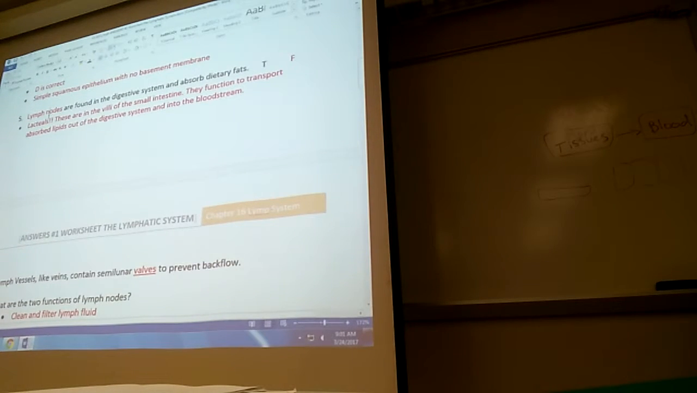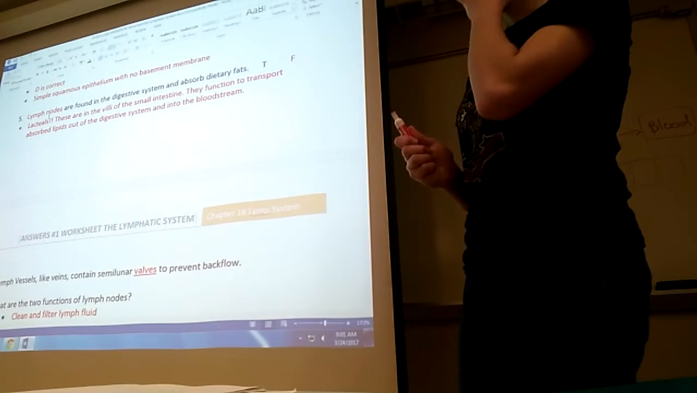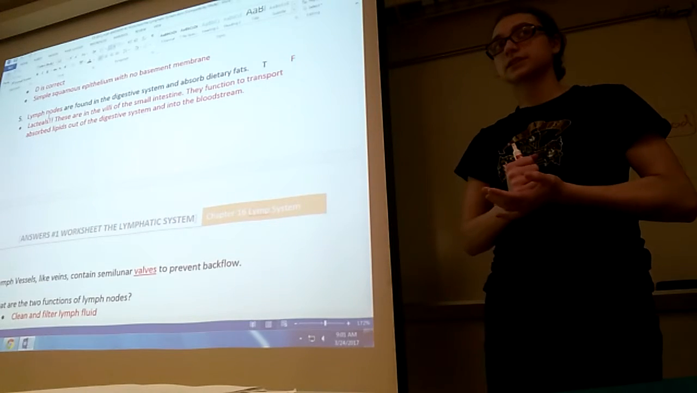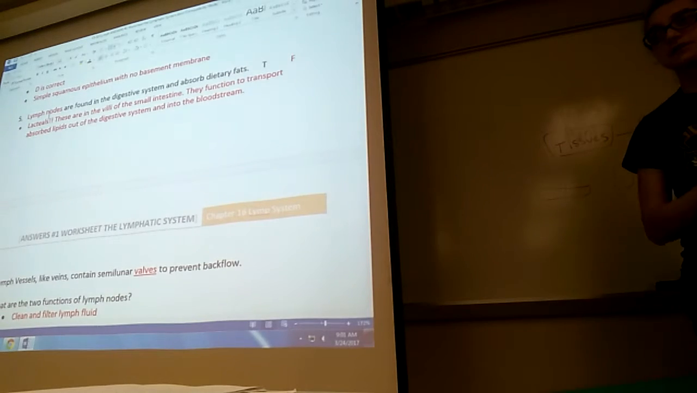This one's a little bit of a trick question. It's asking lymph nodes are found in the digestive system and absorb dietary fats. This is false. They're not actually lymph nodes, they're called lacteals.